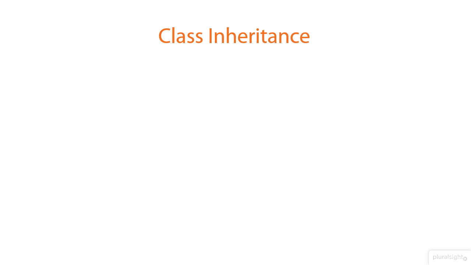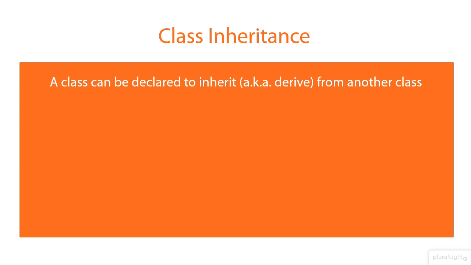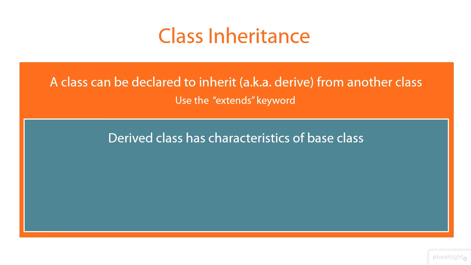As an object-oriented language, Java allows one class to inherit from another class, also known as having a class derive from another class. The way we do that is when we're declaring the new class, we use the extends keyword and identify what class we are extending or inheriting from. What happens is that the derived class has the characteristics of the base class, but then can add its own specializations to create more capabilities.